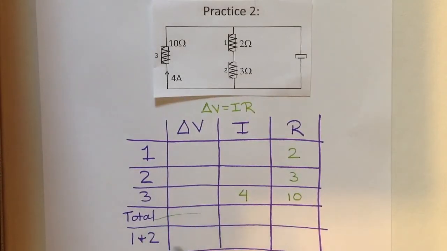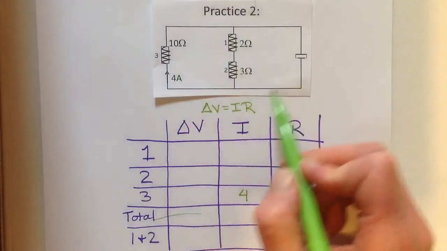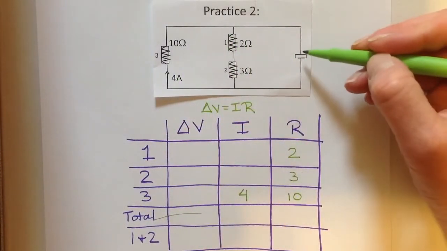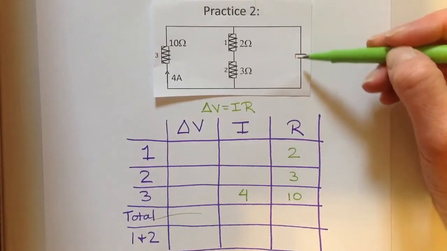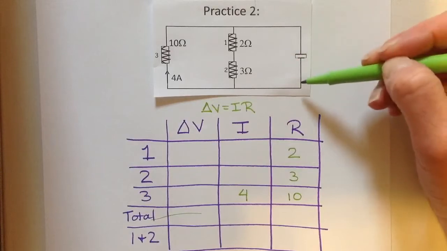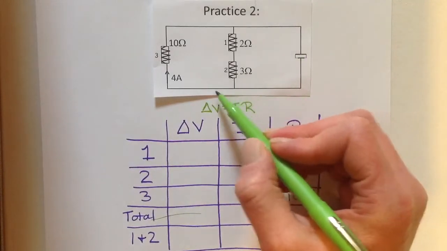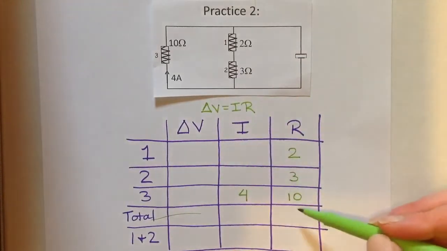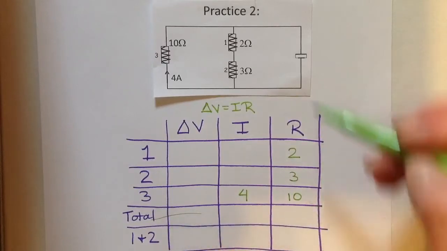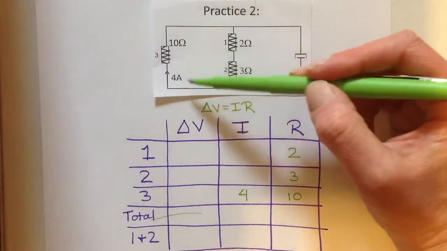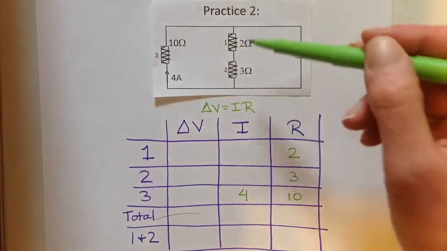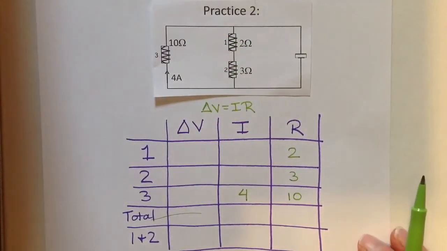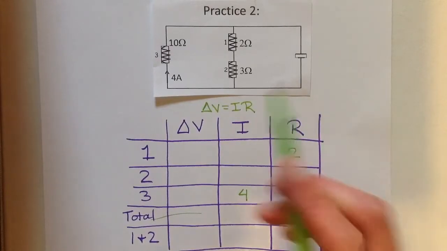The last 2 rows that I have on this chart are labeled total, and that refers to the total of what's going on in our circuit. So it means the total voltage that's being supplied by our battery, as well as the total current that would be passing through the battery before it splits off at these junctions. The resistance column on that total row is going to refer to the total equivalent resistance of all 3 of those resistors combined in series and parallel in that relatively complicated configuration.